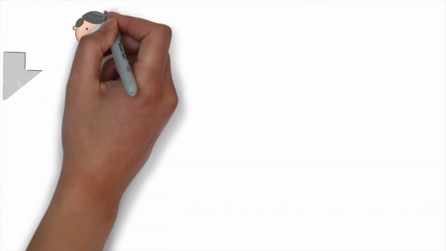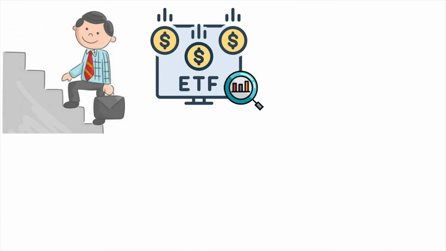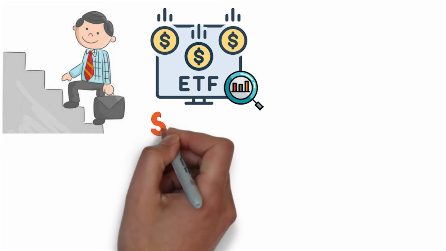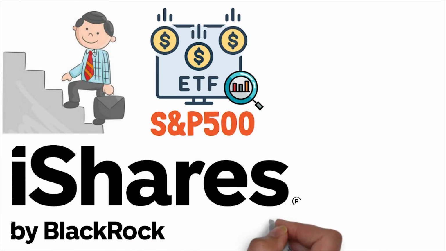Now let's start with the step-by-step process for ETF analysis. The ETF I'll analyze in this video is the S&P 500 ETF by iShares. iShares is the ETF wing of BlackRock.